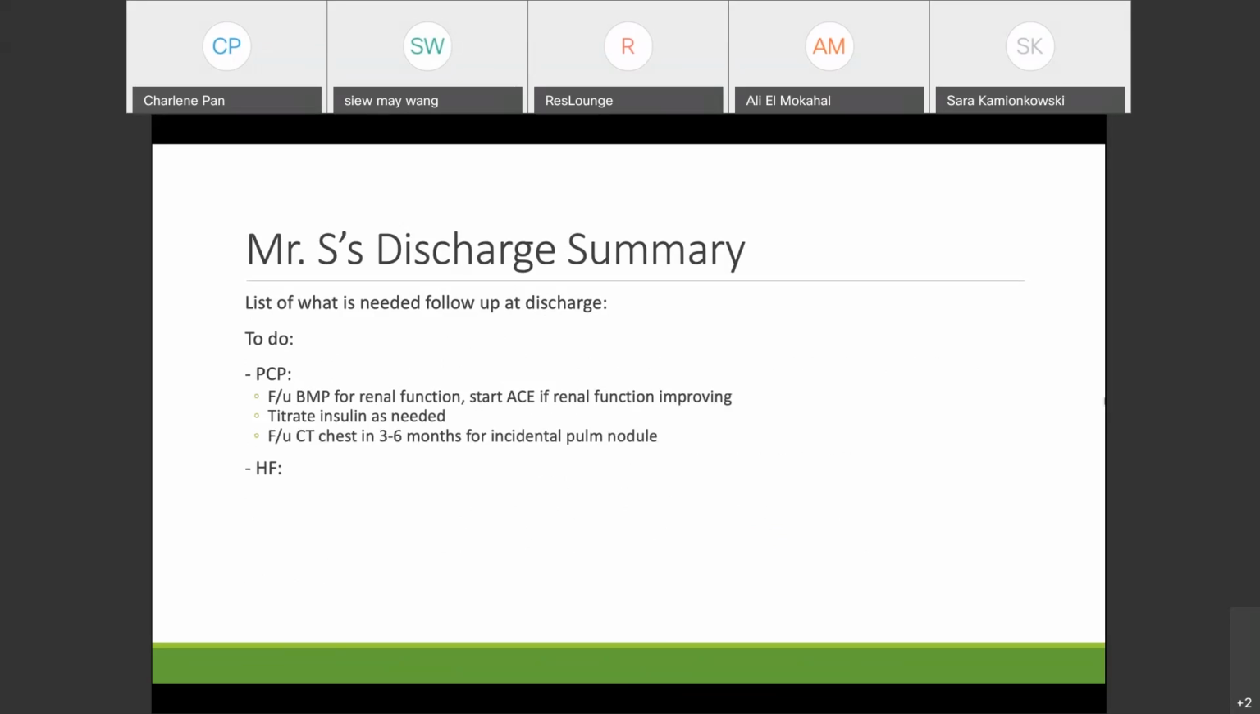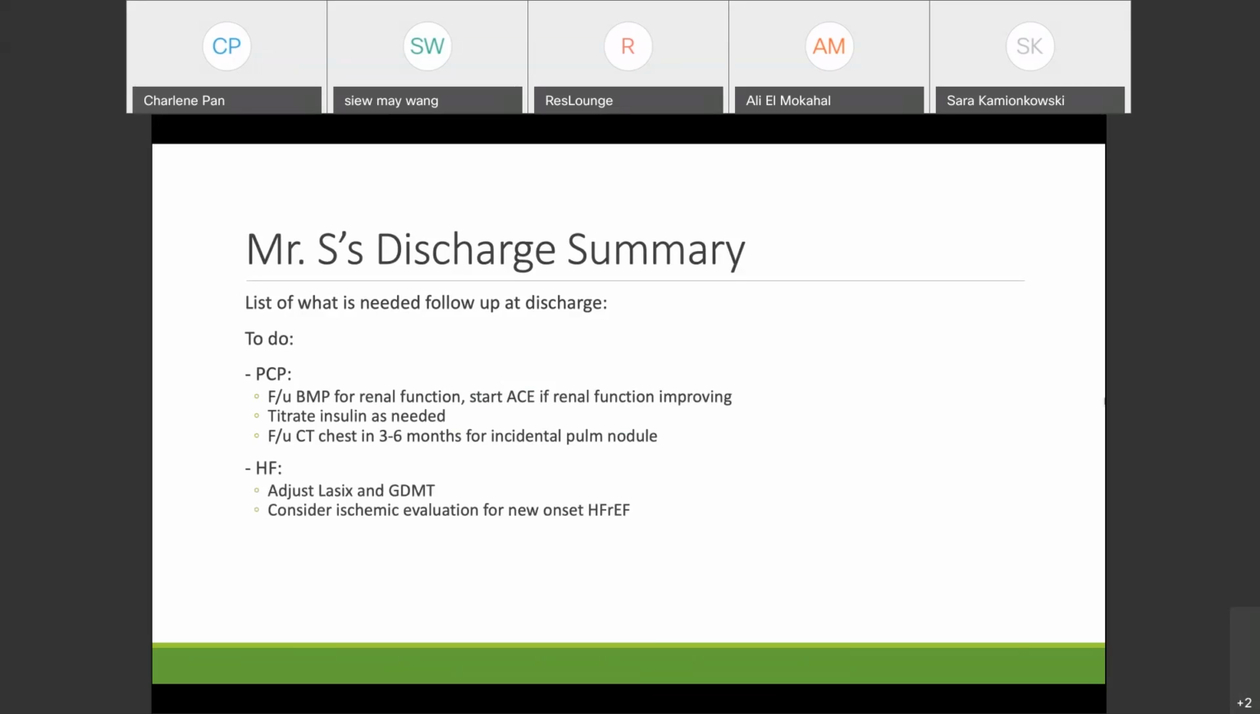So for the primary care doctor, you would tell them to follow up the BMP for the renal function, right? He's HFrEF and wasn't started on an ACE here because of his kidney function. So if his kidney function is improving, he would need an ACE for guideline-directed medical therapy. Titrate the insulin. I heard some of you guys talking about that, right? He has an A1C of 16, and then follow up on the CT chest.